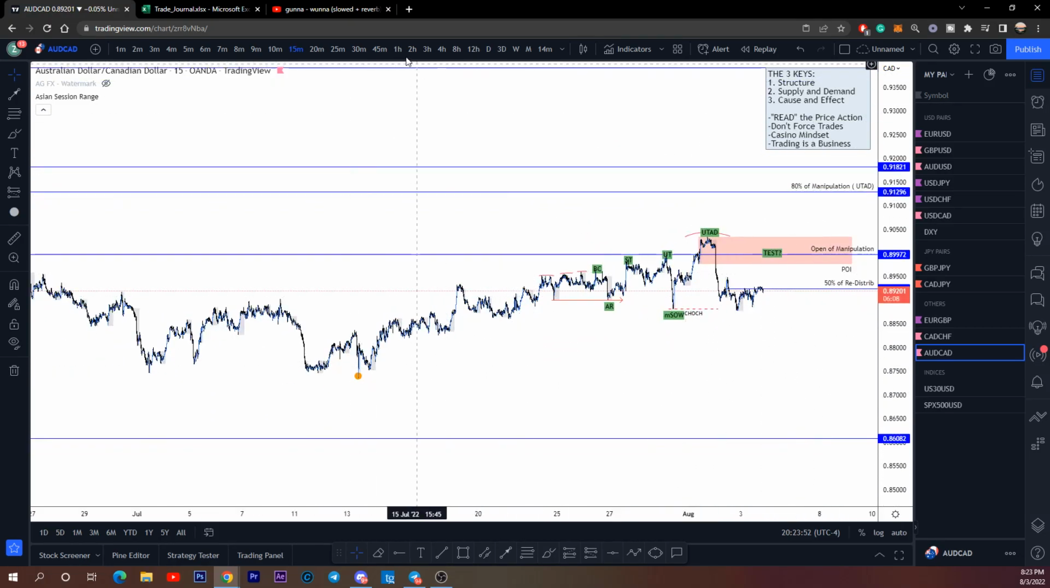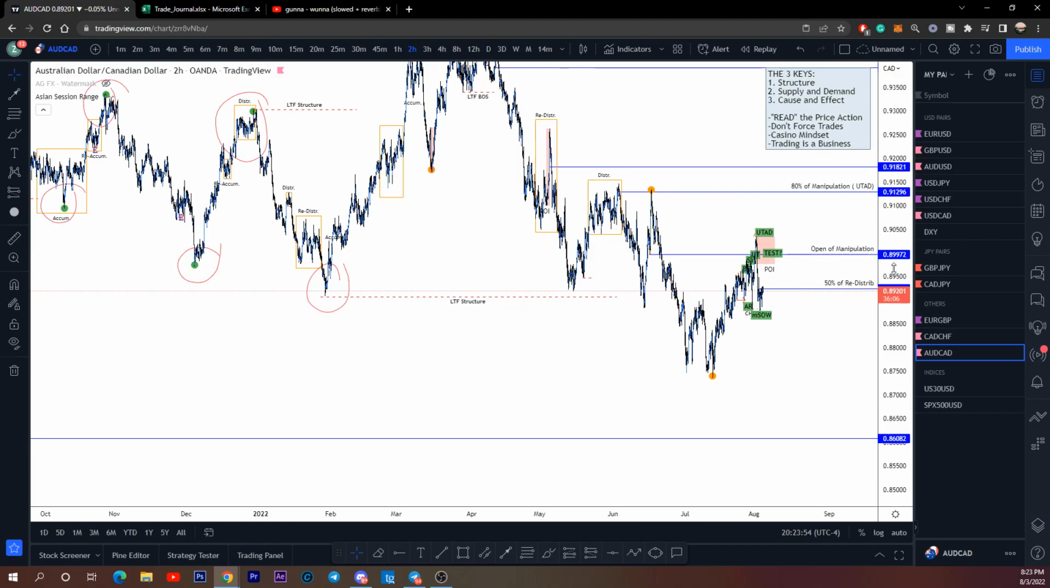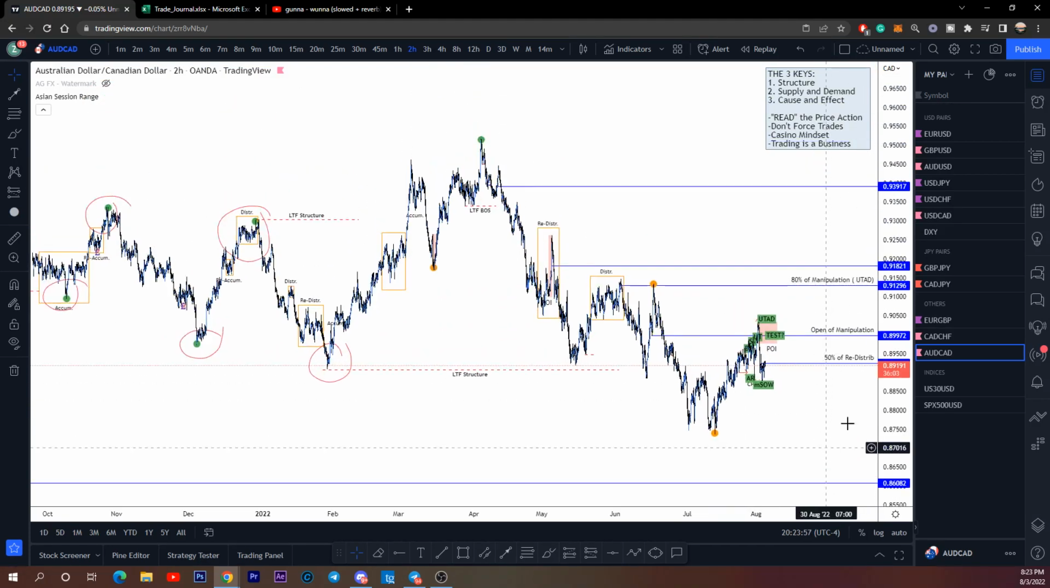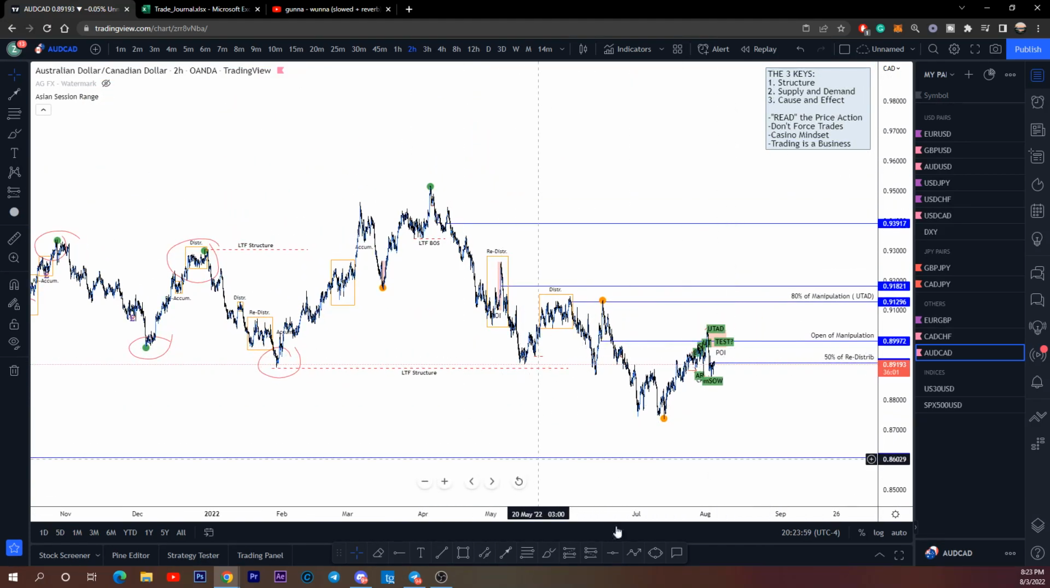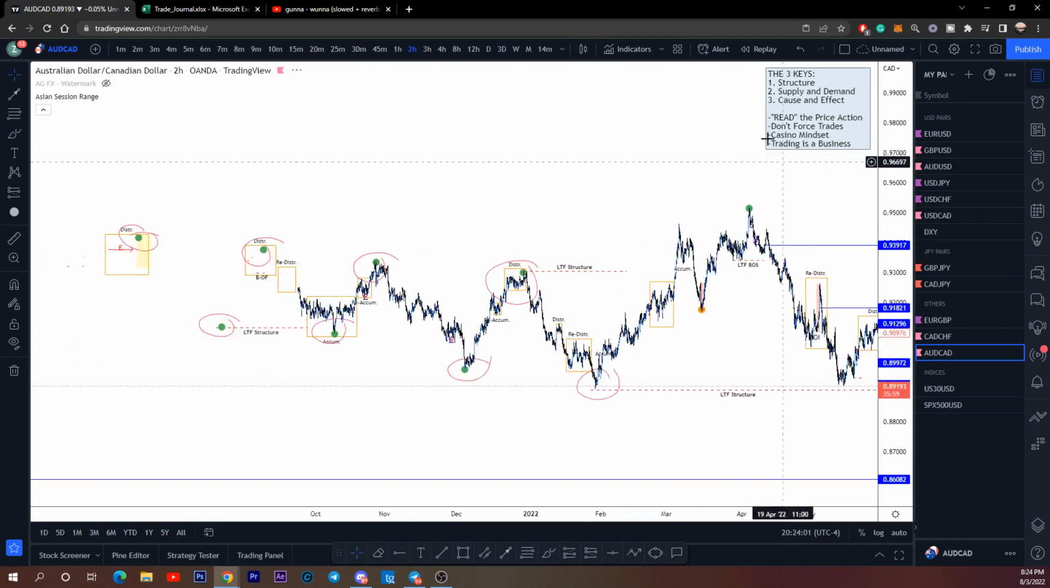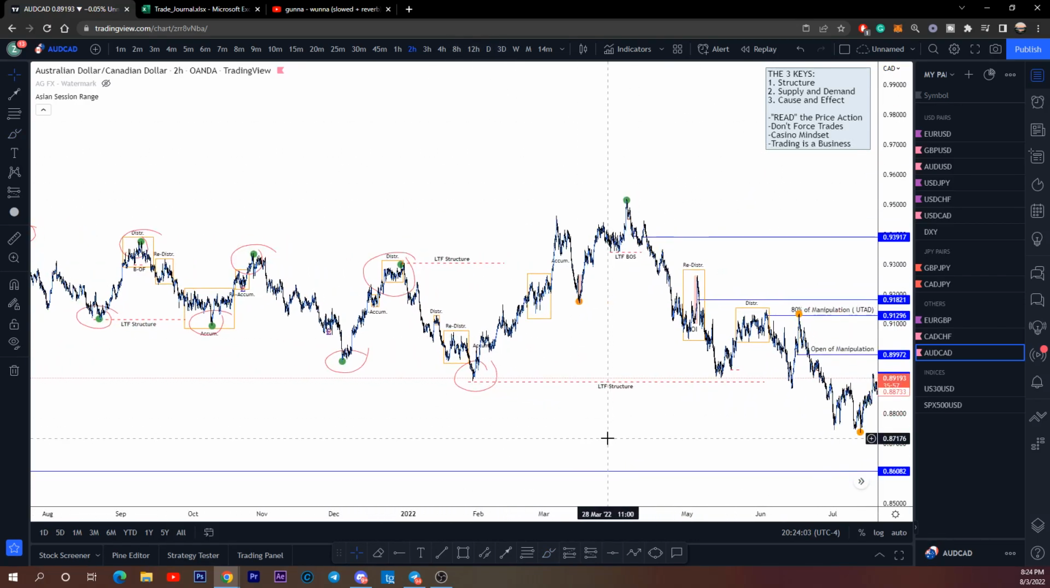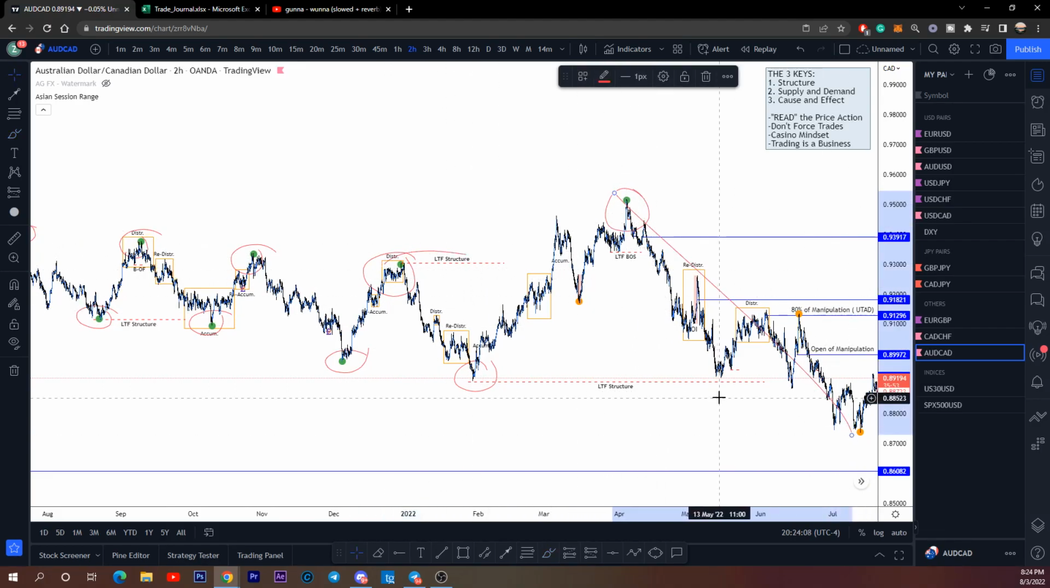Now, as you guys can see, AUD CAD is another perfect example. I probably should have used AUD CAD, but we can just look at it right now. What is structure? Let me zoom out a little bit more. So overall structure, we're bearish. Now you can see that we did break structure here, but look what we did. We completely broke it down again.